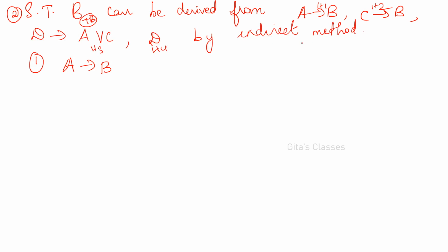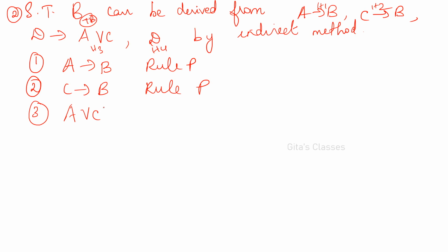So first I am going to introduce H1, that is A conditional B, that is rule P. I am introducing a new premise, A conditional B. Then next is C conditional B, rule P. From these two I can write A or C conditional B, right? That is rule T from 1 and 2.